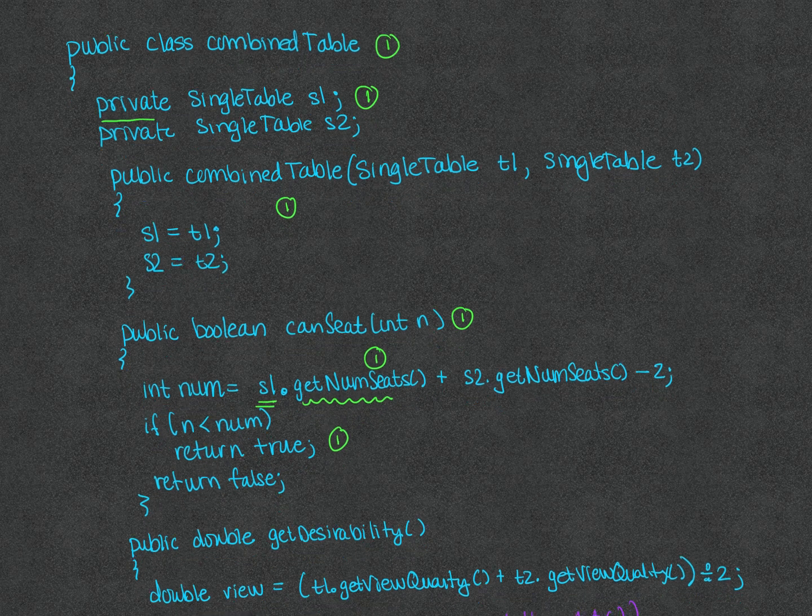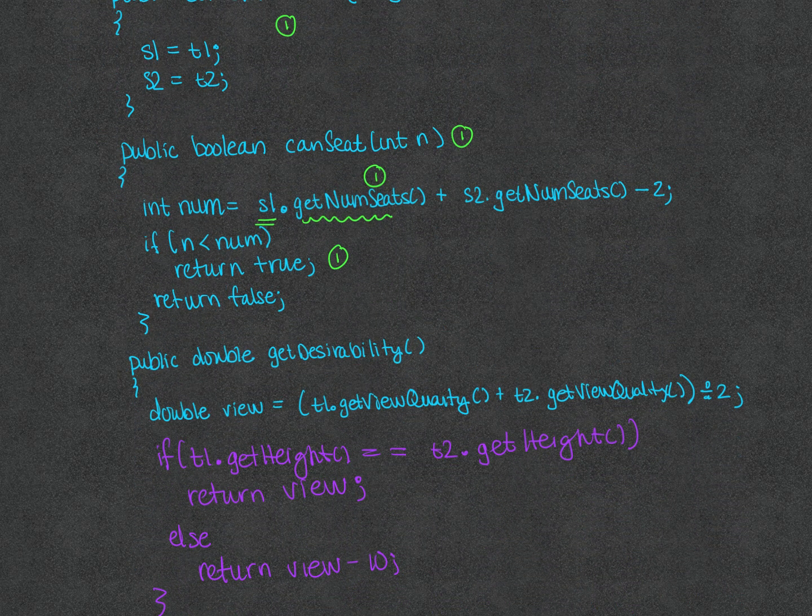The next point is the method header for get desirability. The next point comes from did you call get height and get view quality on an object? And the last point is did you correctly compute the view that you needed to return?